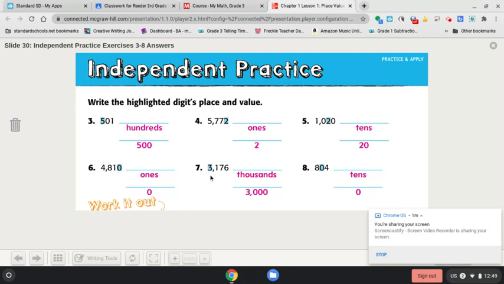And the number 3,176, the 3 is in the thousands place, and the value is 3,000. You can also look at the highlighted number and follow it with zeros. There's 3 digits behind it, so it's 3,000. That gives you the 3,000. So the place here is tens, and the value is 0.